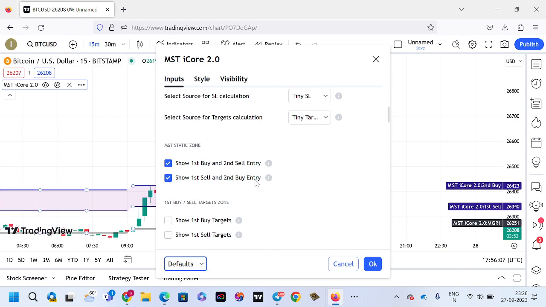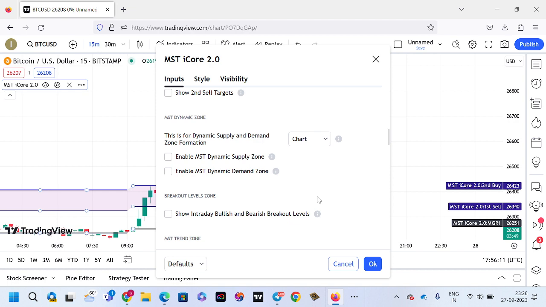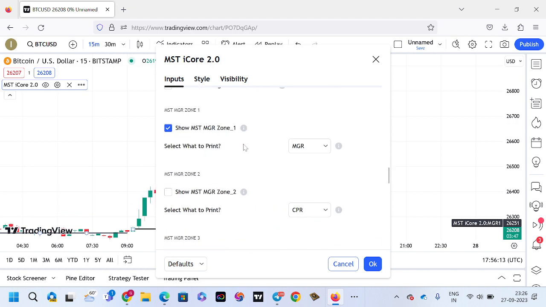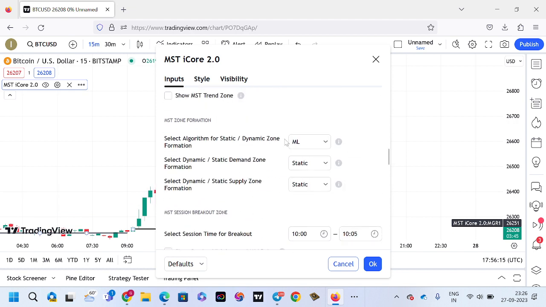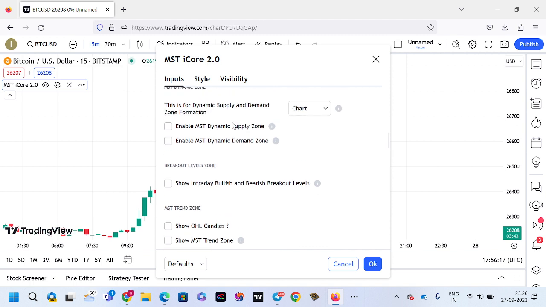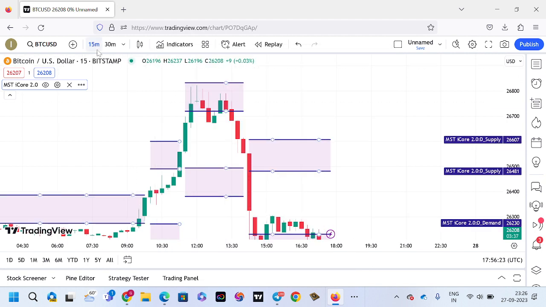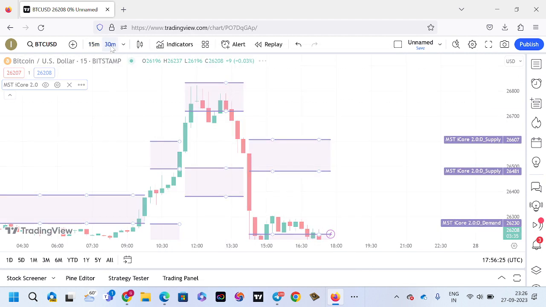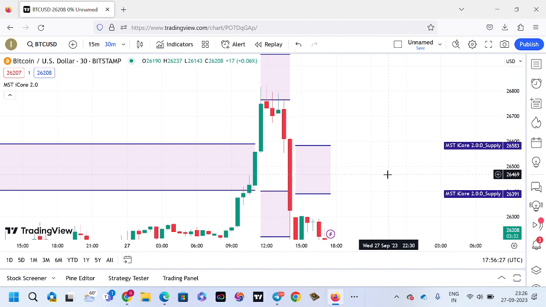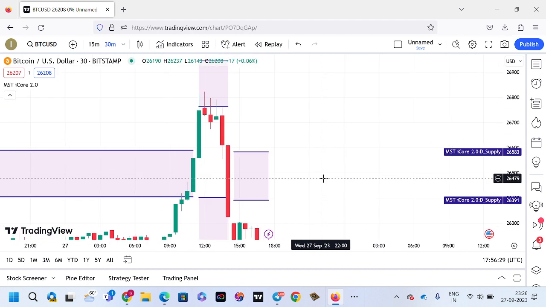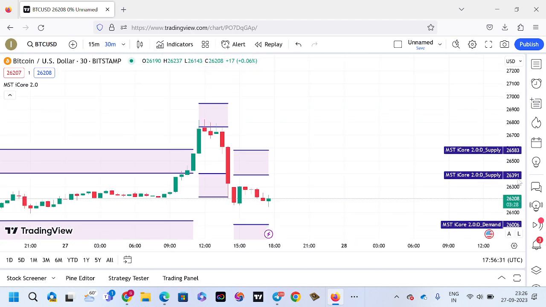And what other method do we have to make profit from the Forex market? The second method is dynamic zone. So you keep dynamic zone here, give OK and change to the 30 minutes time frame, so that you will get high accuracy. See here, again the same method.